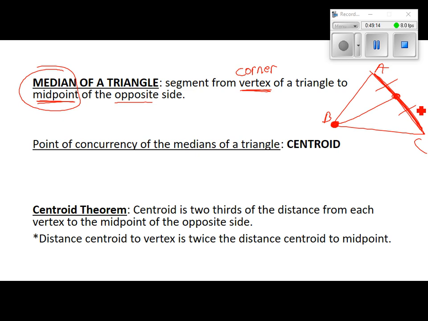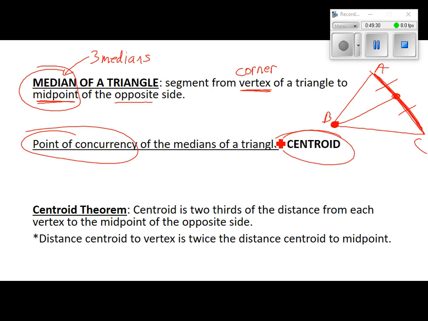If you draw all three medians of a triangle, again, every triangle is going to have three medians. If you draw all three, the point of concurrency, the point where they all come together, is called the centroid.